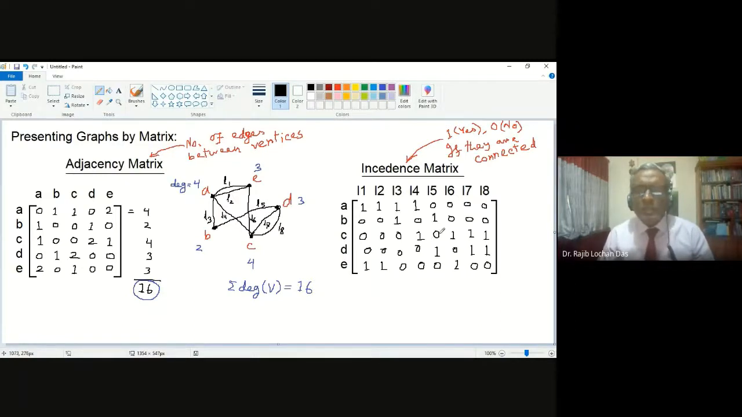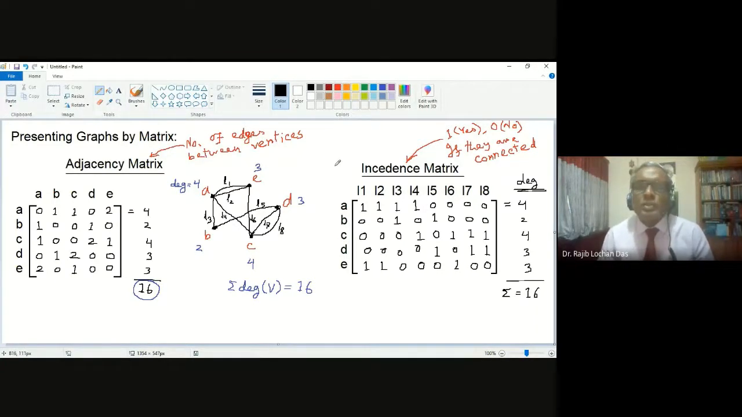And again, you can just sum up all the numbers for each vertex. For vertex A, the sum will be 4. For B vertex, the sum will be 2. C vertex sum will be 4. D vertex sum will be 3. And E vertex sum will be 3. These are actually the degrees. So all the summation will give you the degree of vertices. The summation of degrees will be 16 again. So this is called an incidence matrix.